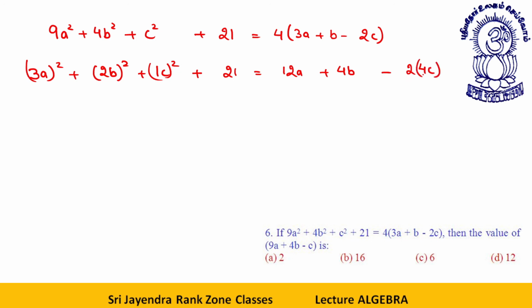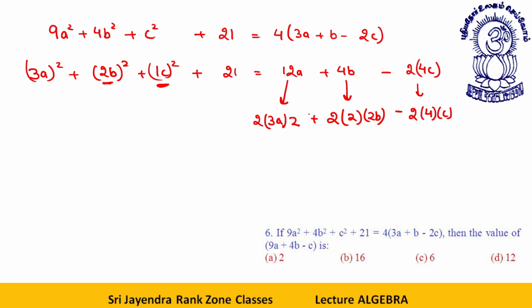This is easy actually. 2 into 4c. Now see, we have 1c, so I'll write it as 2 into 4 into c. For b, we already have 2b, so I will break it as 2 into 2 into 2b. This 12a I will break as 2 into 3a into 2. What is 12? 2 into 3 is 6, 6 into 2 is 12.